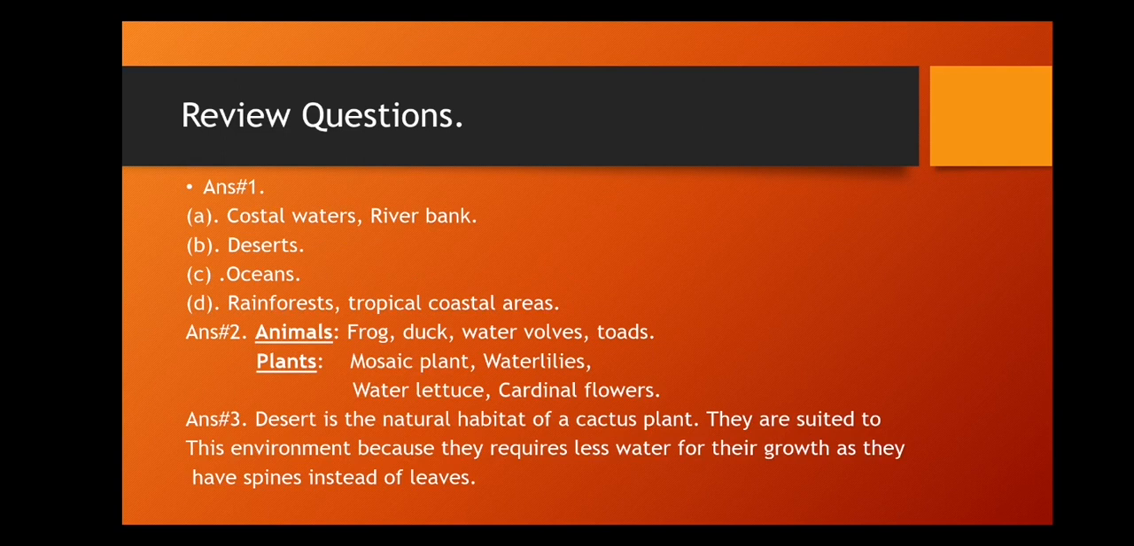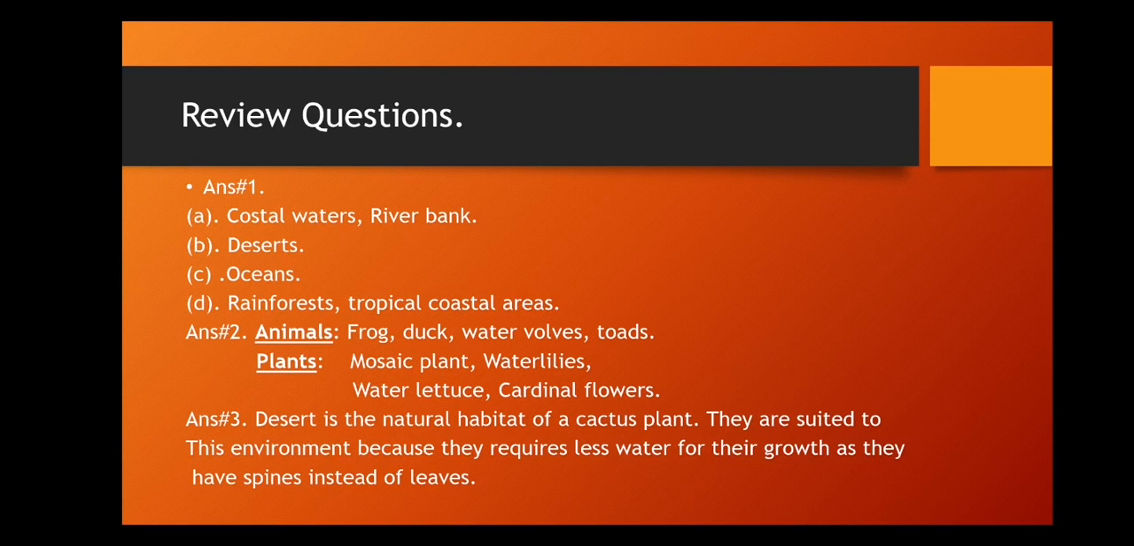Let's move towards the review questions, page number 91. Question number 1 is, identify the habitat of following plants and animals. A is mangrove plant. Mangrove plants basically live or grow in the coastal water or the river bank. Number 2 is the camel. Camel basically lives in the desert.